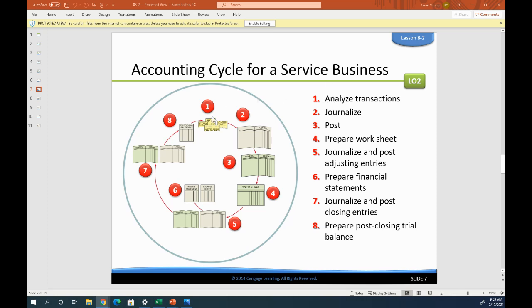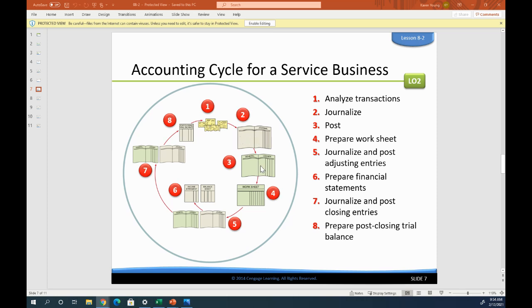So, we started off analyzing business transactions. That was when we took a look at the source document and determined if it was a business transaction or not. Then we journalized it in our multi column journal. Remember that the journal is called the Book of Original Entry. It's the first place that there's written evidence that a transaction actually occurred. And to get in the journal, you have to have a source document.